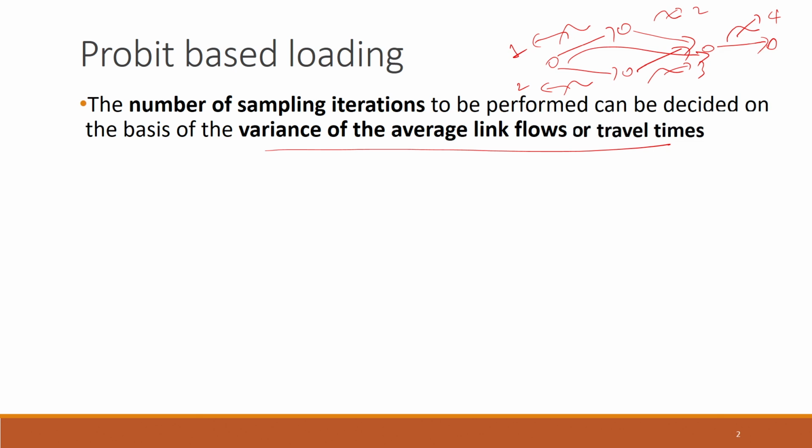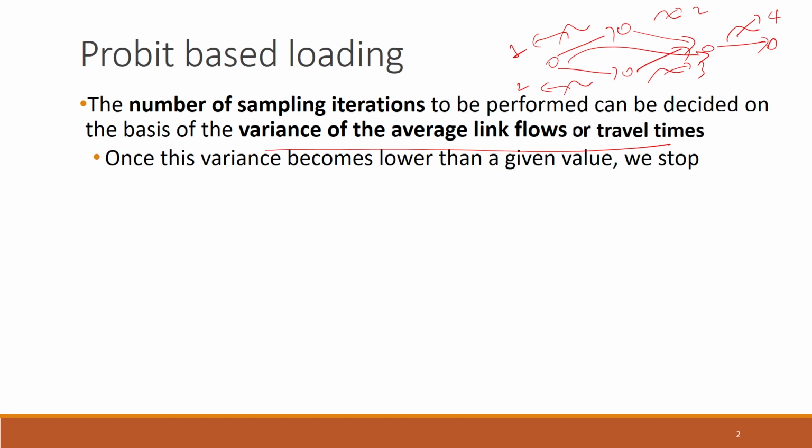But before doing this, we need to specify in the beginning itself the threshold at which we will decide to stop, that is, when we decide that the variance of the link travel time values becomes lower. That threshold value needs to be decided beforehand. Once this variance becomes lower than a given value, we stop.